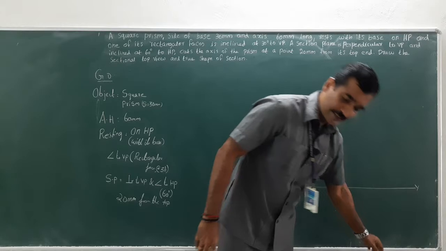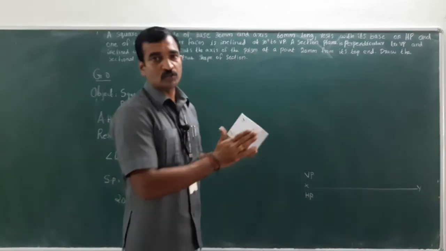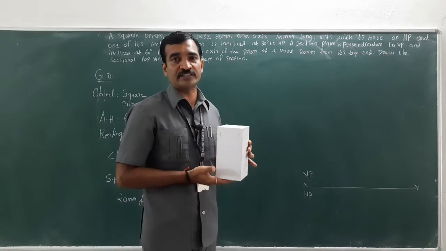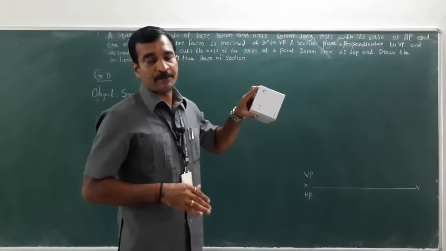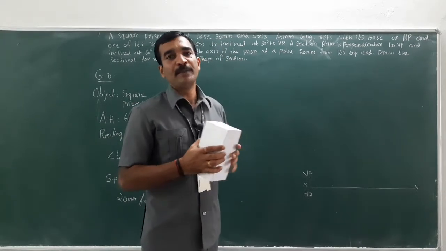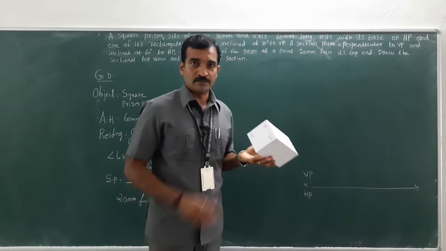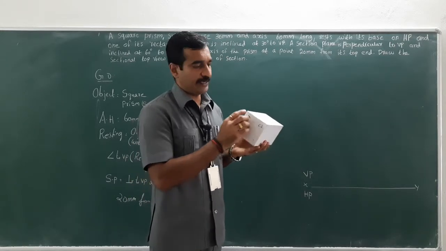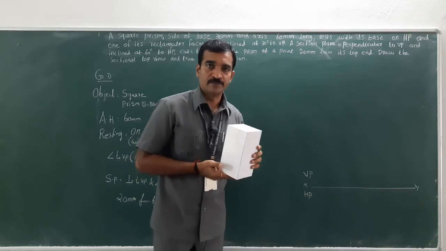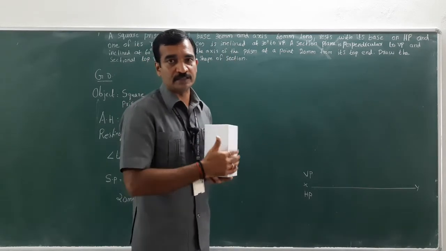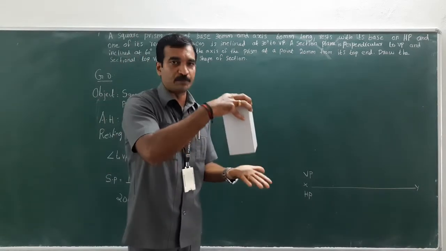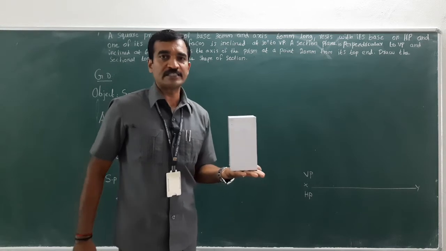See, here the object is a square prism. The top face and the bottom face are of square shape, of equal shape and size, right? So the prism is defined according to the base of the prism. Here it's a square shape, the top and the bottom faces, right? These are rectangular faces. How is it resting? It's resting on HP with its base. This is how it is resting.